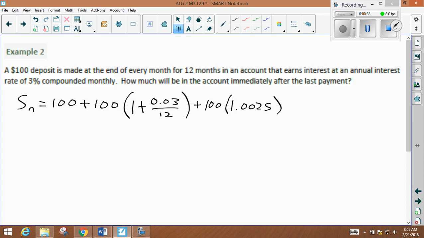If you put this stuff in your calculator, that's what our actual rate should be. 1.0025. Sorry. You know, one day I'll be replaced by a computer and there will be no mistakes ever made. To the 11th. Alright. So that's what that should actually look like.